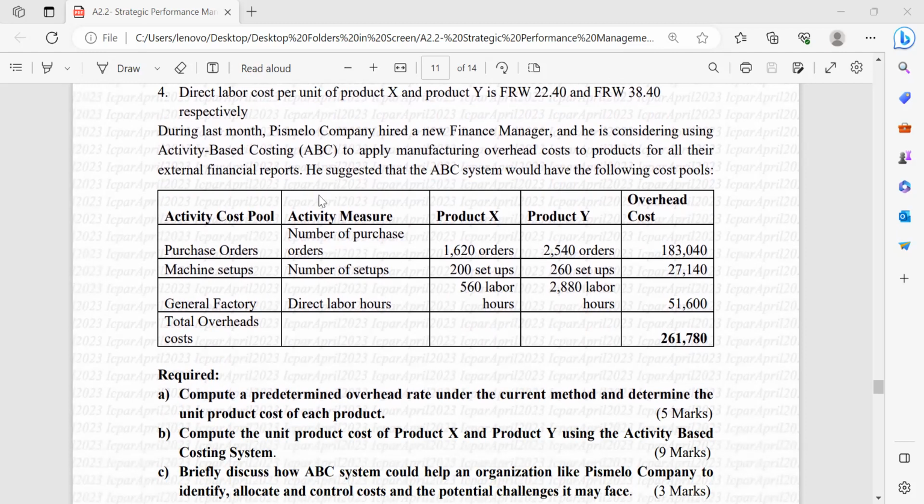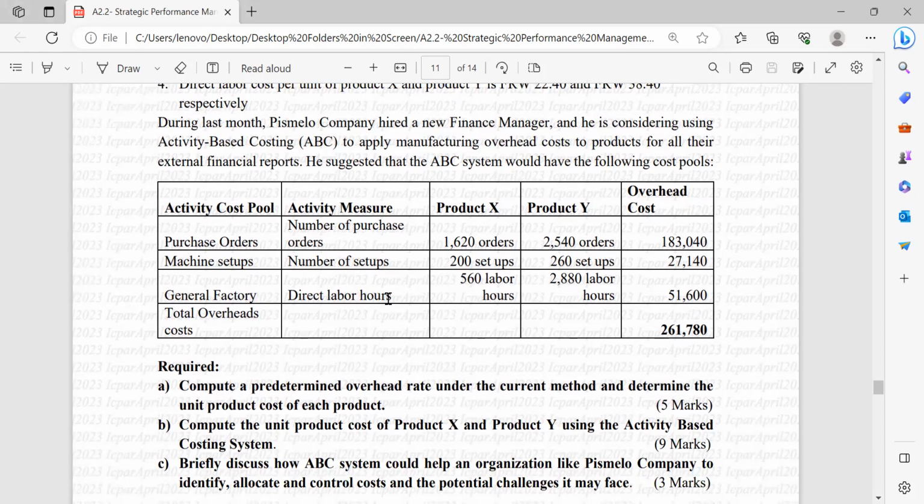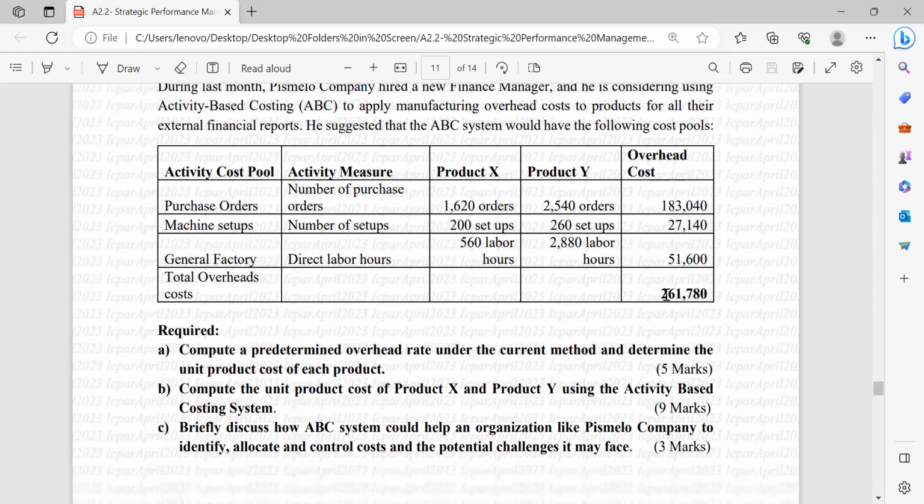So these are activity measures. On purchase orders, the examiner tells us that we have to use the number of purchase orders. On machine setups, the examiner tells us that we have to use the number of setups. And on the general factory, the examiner is telling us to use the direct labor hours. So we have here product X and product Y, the activity measures, and also the overhead cost for these activities: 183,040, 27,140, and 51,600. So this is the total of our overheads incurred.